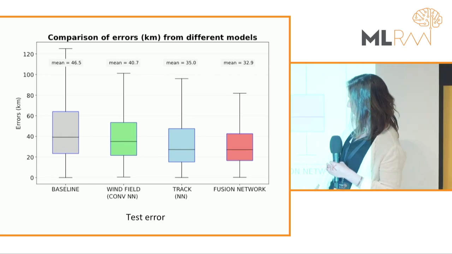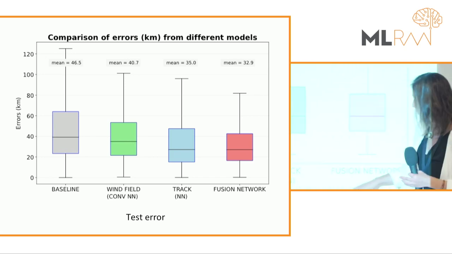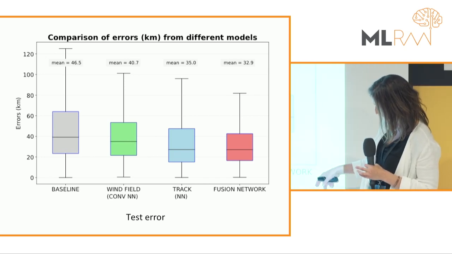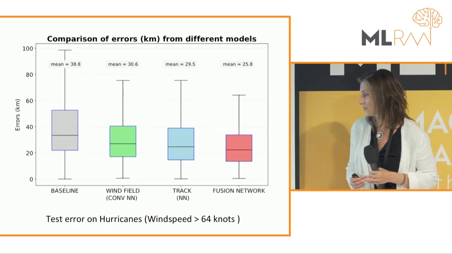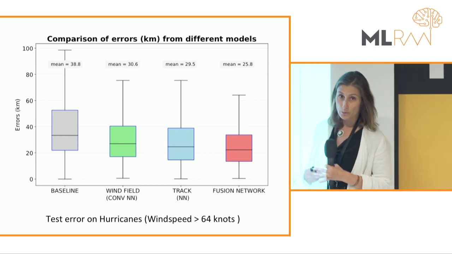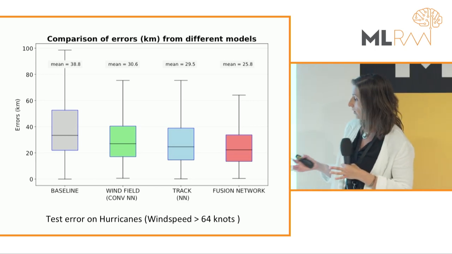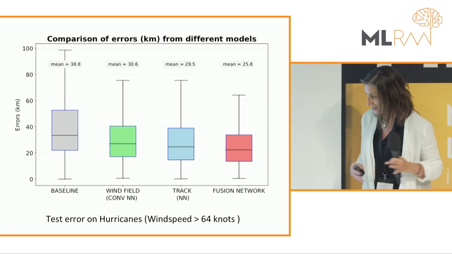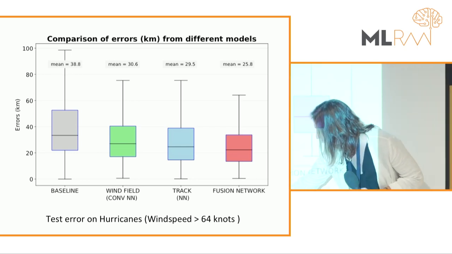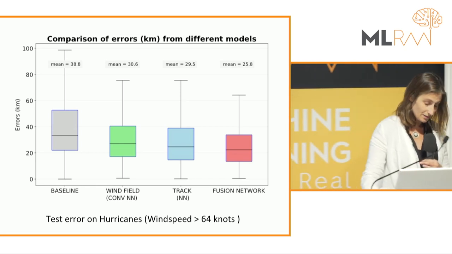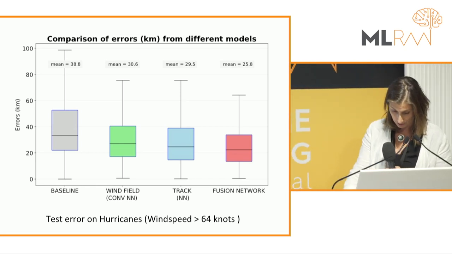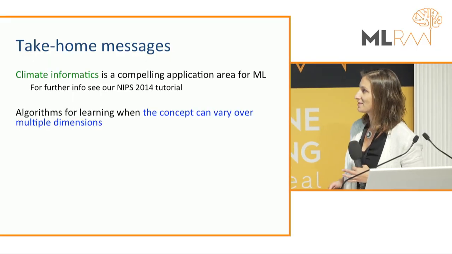And so none of the individual networks could do as well as the fused network. This is test error. And then when we restrict to, although we train on the whole data, which is obviously different from our test set, in the test set we only test on those with wind speed greater than 64 knots, so those that classify as hurricanes, because this compares to the weather literature, then this is the result. It's similar.